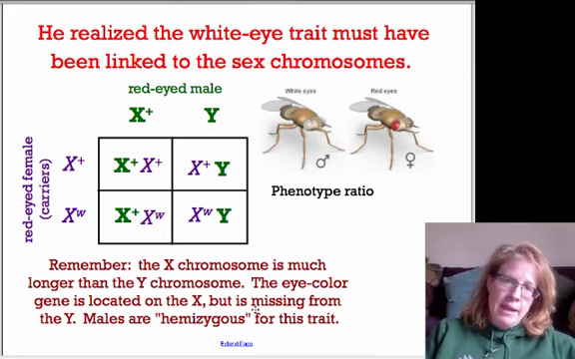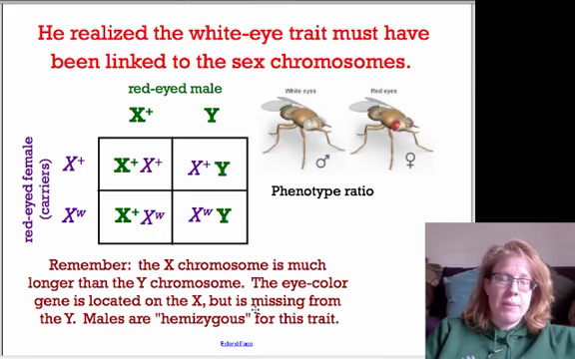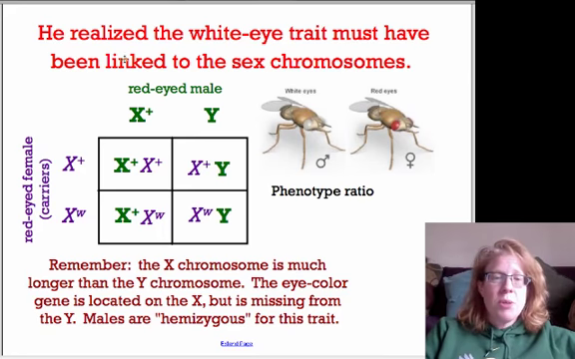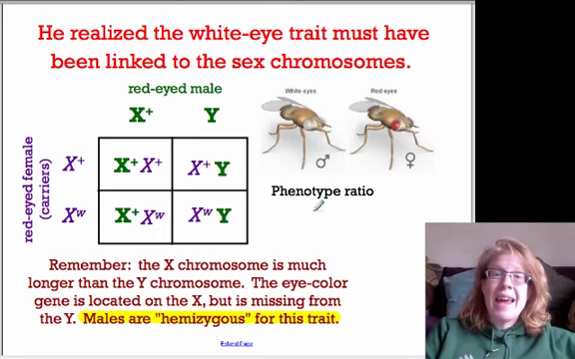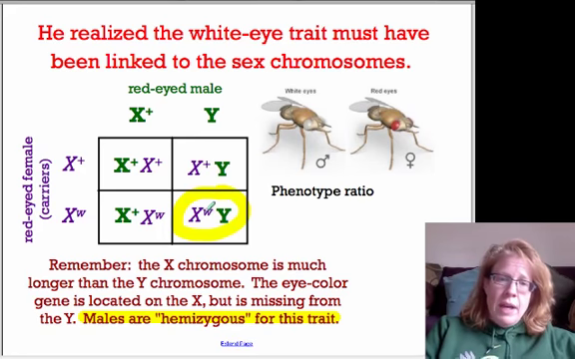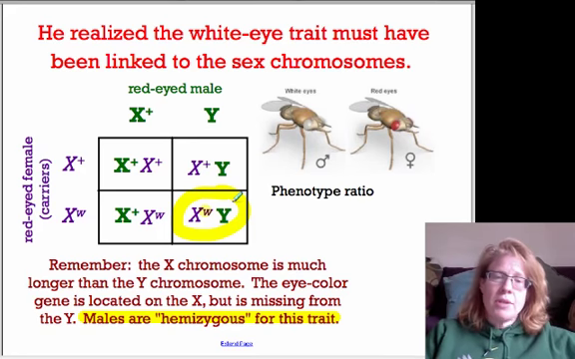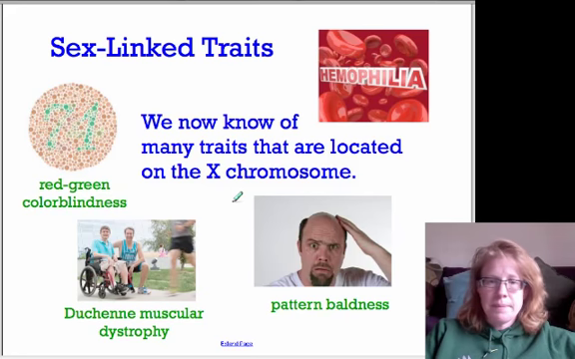And again, his proposal that has since been proven to be correct is that that white-eyed trait must be carried on the X chromosome. The X chromosome is so much longer than the Y chromosome that males literally only carry one copy of that gene. They're called hemizygous. Hemi means half. So this particular male right here, he's got that white-eyed gene on his X chromosome, but there's nothing on the Y chromosome that can cancel it out or cover it up. So that white-eyed gene is expressed. That's called hemizygous. And that was the beginning of the idea of sex-linked characteristics.